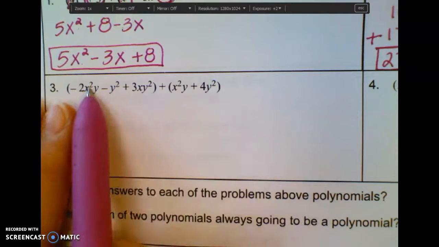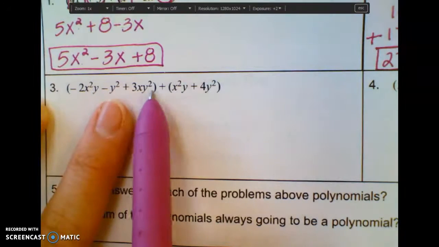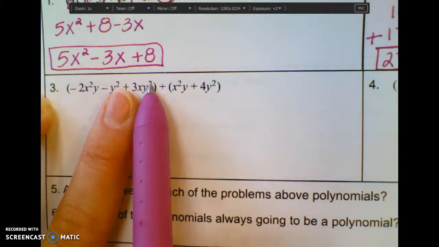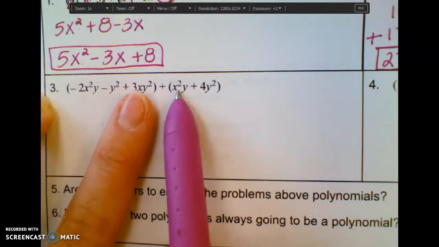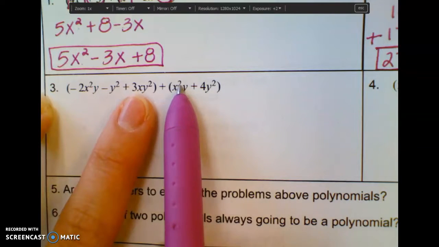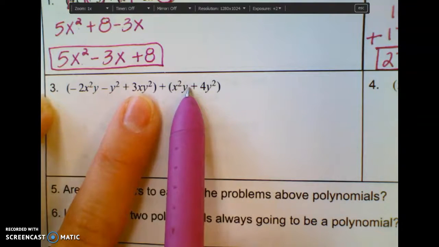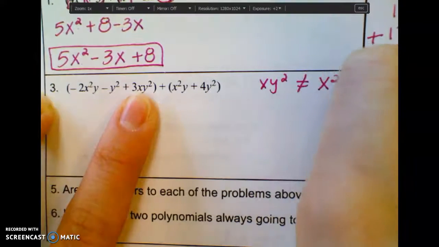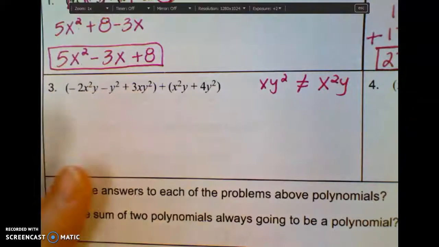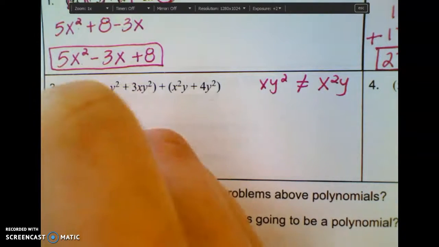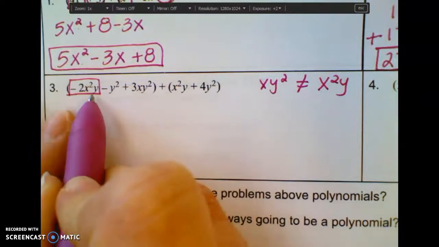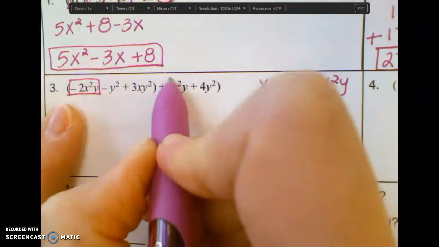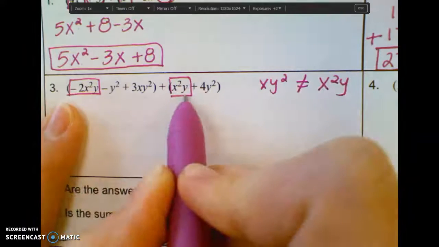Notice on this we have x squared y, we have xy squared, and x squared y. xy squared and x squared y are not like terms. We have to have the same exponents on x, same exponents on y. So xy squared does not equal x squared y. Just a side note. Well, let's look at negative 2x squared y. Does that have any like terms? Anything we can combine? Yes, I see another x squared y. So we can add those up.